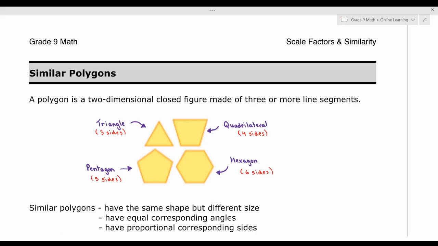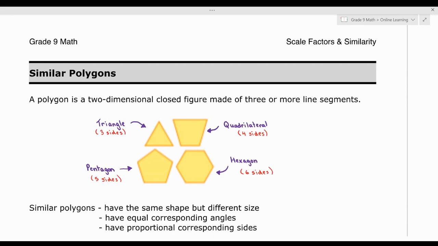Today we're going to finish up our chapter on scale factors and similarity in terms of new material. We're going to cover section 4.4, which is on similar polygons. The really nice thing about similar polygons is if you were okay with similar triangles and you understood that concept from section 4.3, it's basically the exact same idea, but now we're going to look at shapes other than triangles, so other than having three sides.